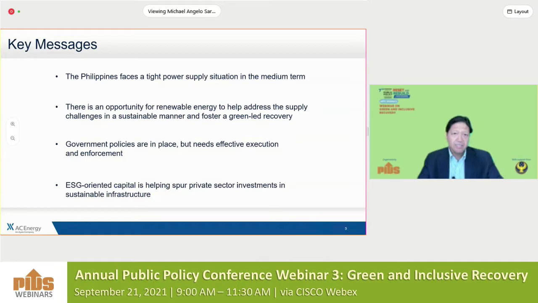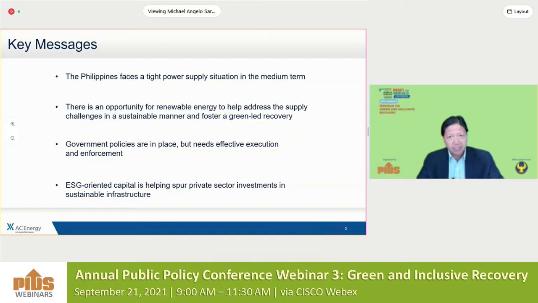Number three, quite importantly, there are already government policies in place to enable this so-called green-led recovery and renewable energy scale-up, although we still need to see effective execution and enforcement of these policies. Last but not least, as was also covered in the lectures this morning, ESG-oriented capital is helping spur private sector investments in sustainable infrastructure. And again, AC Energy would like to play a leading role to that end.